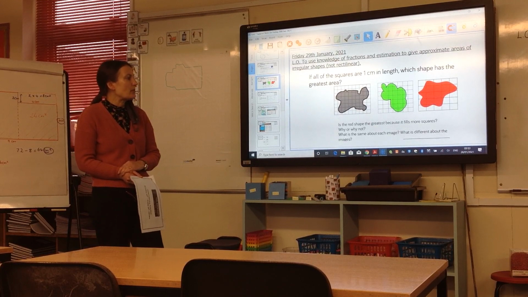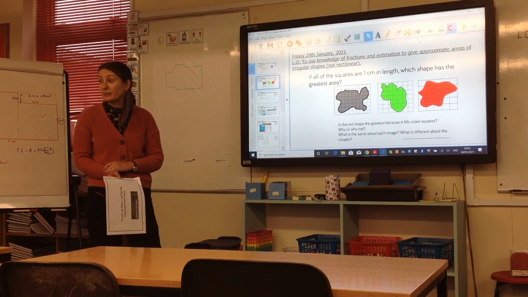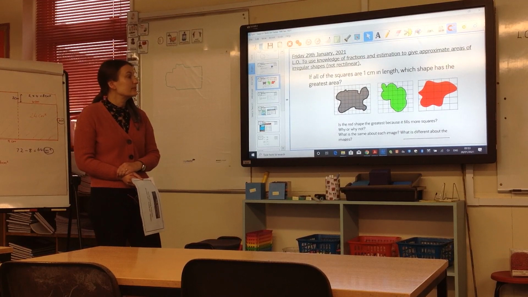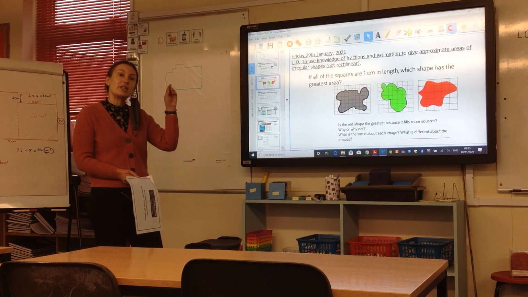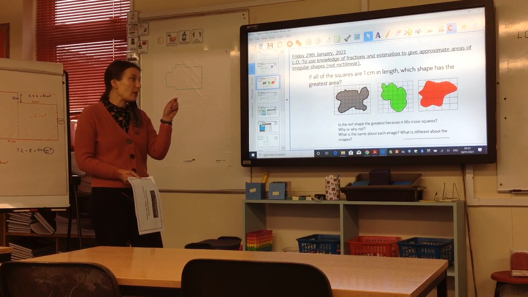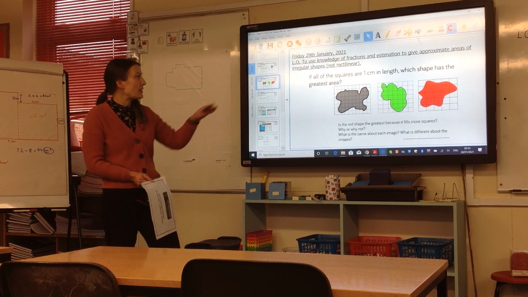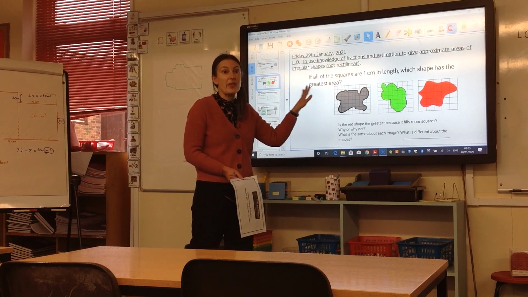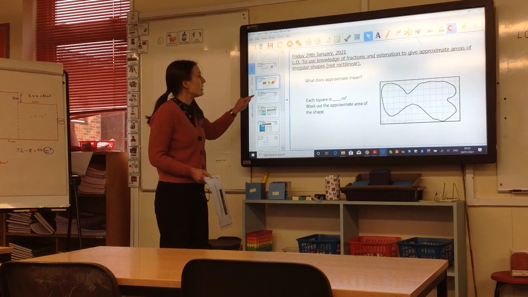What's the same about each image? What's different about the image? That all the squares are a bit different from each other. So they are different, the squares are, in this representation they are different sizes, but what does it tell you that they are the same? The size. Yeah, well done. So it specifies the size here. Each one is 1 centimetre, but they are different in the way that they have been represented. Well done. Okay, so let's take a look at our next slide.